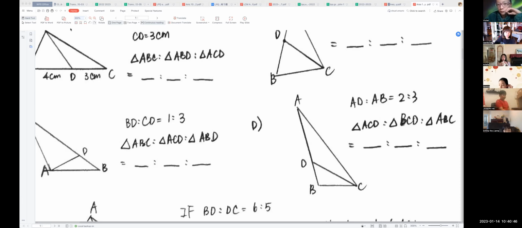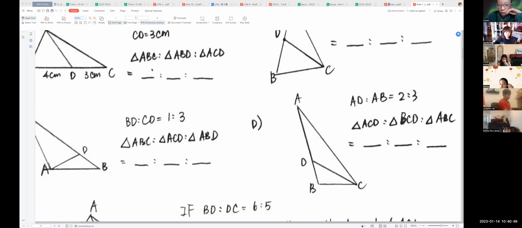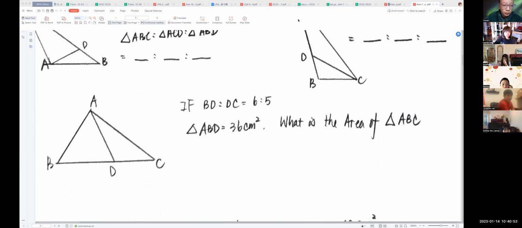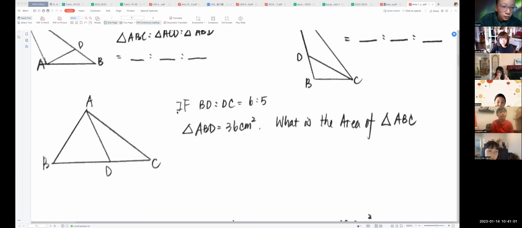Very good. Now let's move forward to number E. If BD to DC is 6 to 5 and ABD equals 36 centimeters square, what is the area of ABC? Everybody, I trust you can do this one.